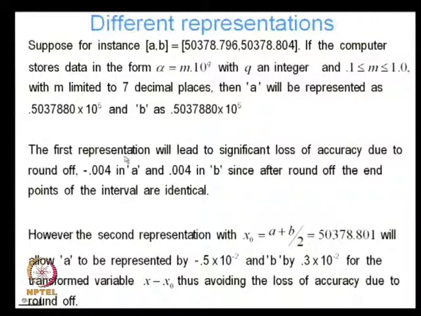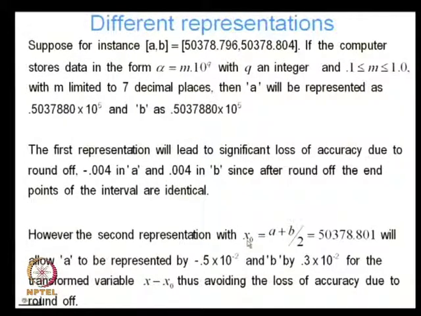So, minus 0.004. So, this is 0.796, then this is 800, not 880. So, that is a typo. In that case, that is going to lead to loss of accuracy of minus 0.004 in a and 0.004 in b, since after round off the endpoints of the interval are identical.